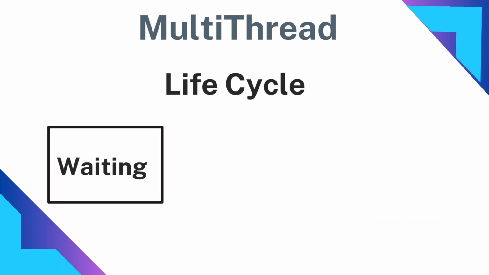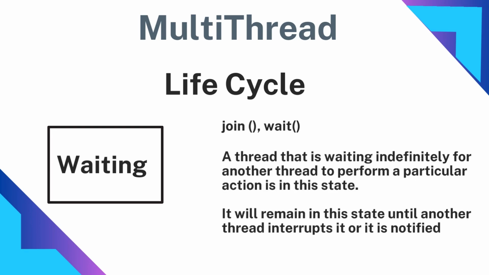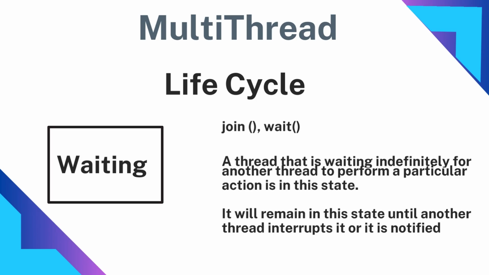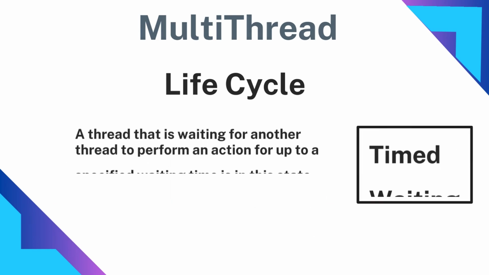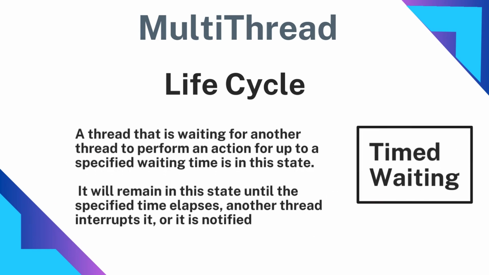Another one is the waiting state. If in a program we use the wait() or join() method, the thread will go to the waiting state until we notify it. Another thread needs to notify this one, otherwise it will be terminated.